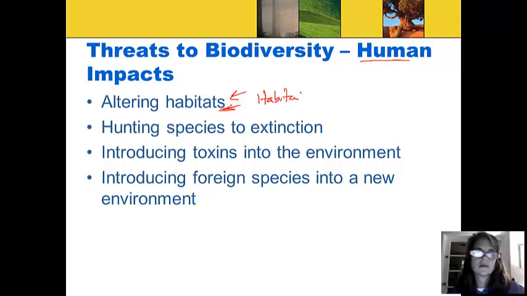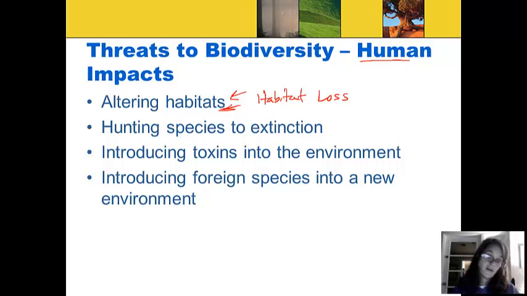Habitat loss and habitat alteration, making it different, is probably the key reason we lose species. There's no room for them to live anymore, or the habitat is not suitable for them to live. Maybe we still have woods, but when we put roads all through the woods, then we're making it really not conducive to organisms living there anymore, even though there might still be trees. We'll talk a little more about that.